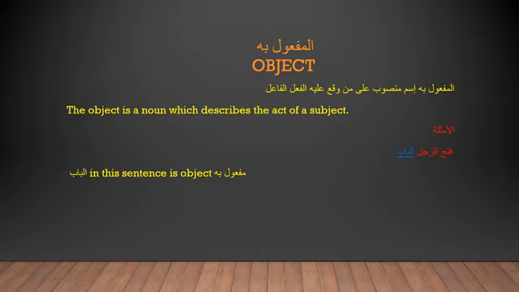Example: fataha ar-rajulu al-baba. The man opened the door. So here al-baba is the maf'ul bihi. The end of the letter will be fatha. So clearly you know that fataha is fi'l, rajul is fa'il, baba is maf'ul bihi. And this sentence altogether is jumlatul fi'liya. So today in this slide we discussed jumlatul fi'liya, fi'l, fa'il, and maf'ul.